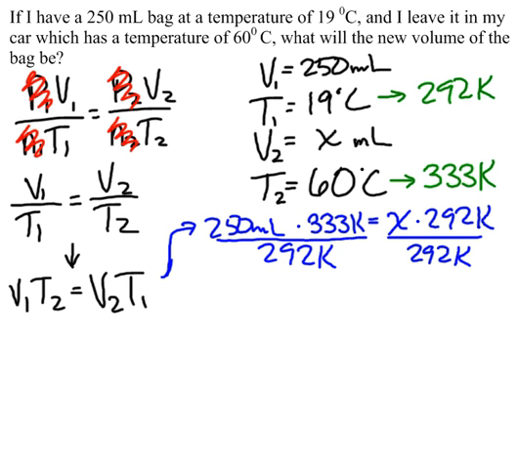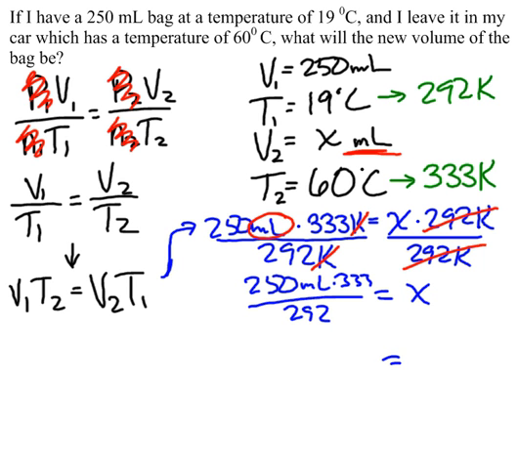Make sure that you cancel out your units, or pretty much cancel out anything you can cancel out. On the left side of the equal sign, I can cancel out the Kelvin, but I can't cancel out the milliliters, which is good because I want my answer to be in milliliters. And then on the right side, I can cancel out the 292 to get rid of it. So now I have X equals 250 milliliters times 333 divided by 292. Doing the math, my answer comes out to be 290 milliliters.